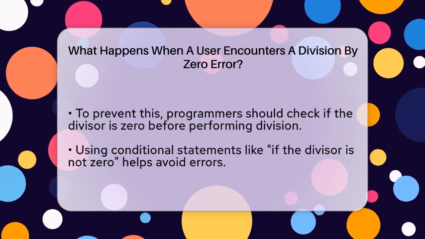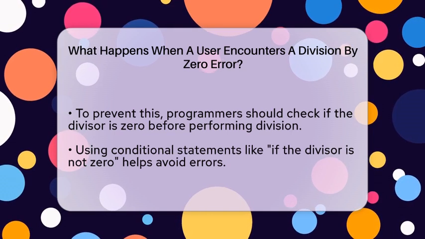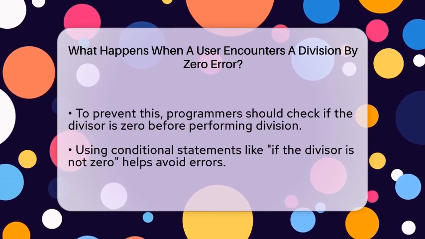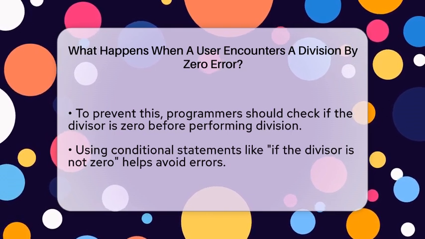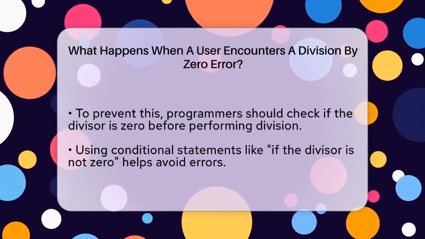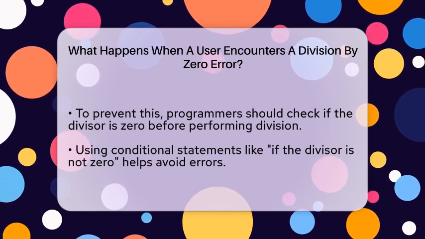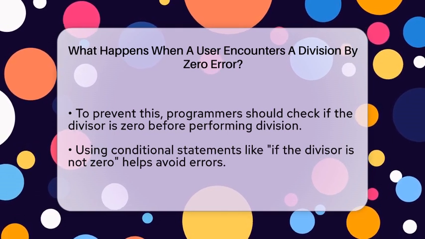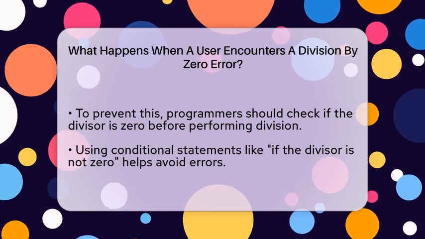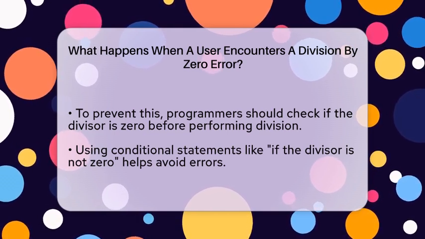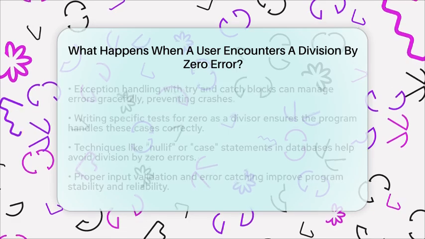To prevent this error, programmers should check the divisor before dividing. For example, they can write a simple condition like, if the divisor is not 0, before performing the division. This way, the program can skip the division or handle the situation differently if the divisor is 0. Another good practice is to use exception handling. This means wrapping the division code inside a try and catch block. If an error happens, the program catches it and can display a friendly message or take alternative actions. This prevents the program from crashing unexpectedly.